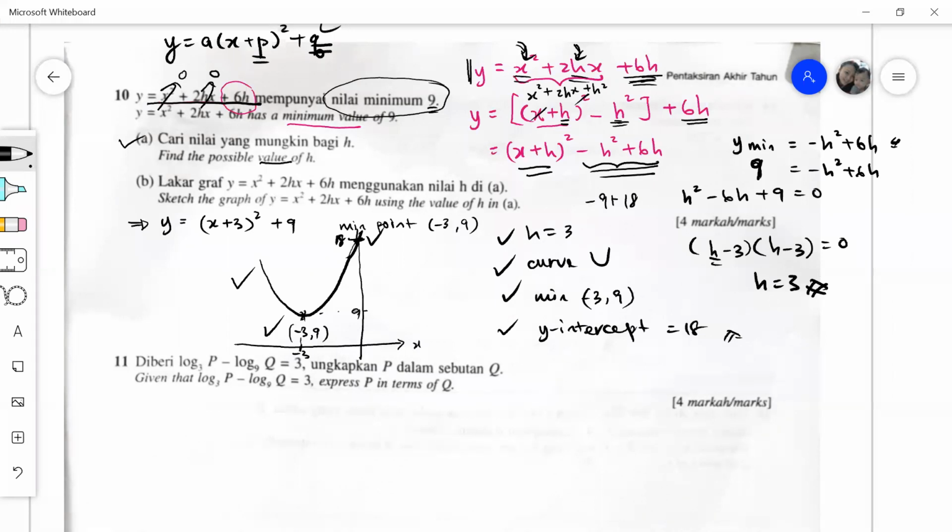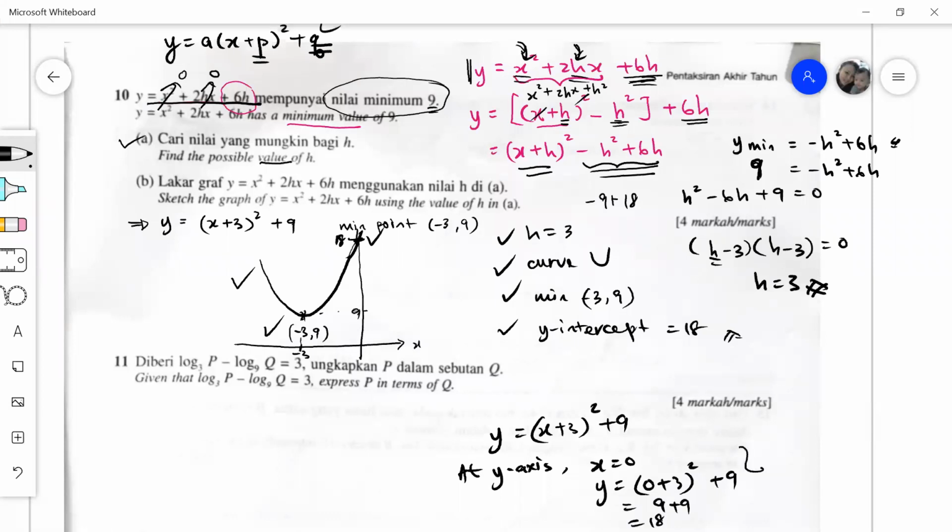Are you clear? That's why we got the y-intercept from y equals x squared plus 6x plus 6h, then we take 6 times 3. Do you know why I use this one? You can use x plus 3 squared plus 9 also, because at the y-axis, we know that x equals 0. Therefore, y equals 0 plus 3 squared and then plus 9. So this one is 9. 9 plus 9, 18. Okay.